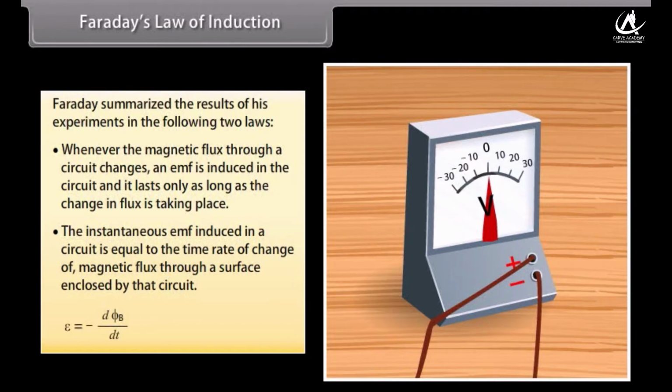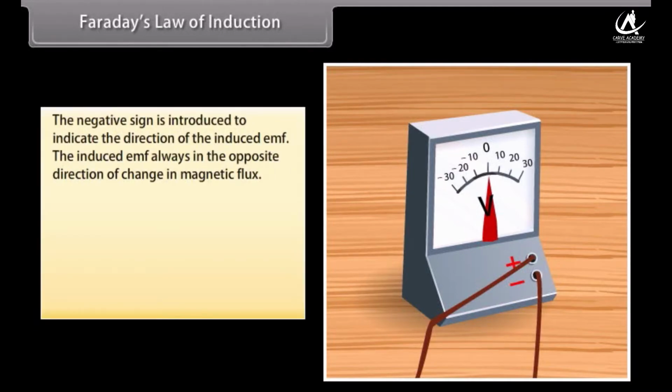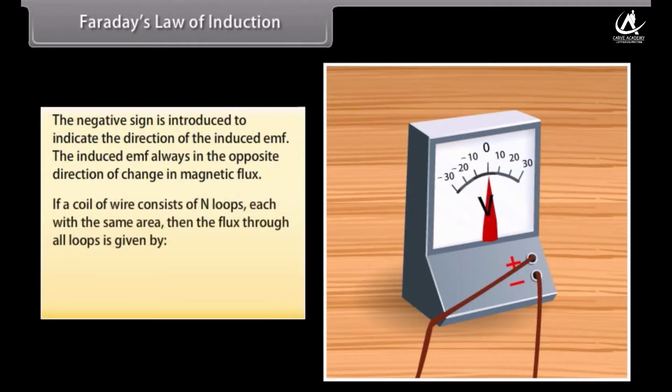E equals minus d phi B by dt. The negative sign is introduced to indicate the direction of the induced EMF. The induced EMF is always in the opposite direction of the change in magnetic flux. If a coil of wire consists of n loops, each with the same area, then the EMF is given by minus n d phi B by dt.